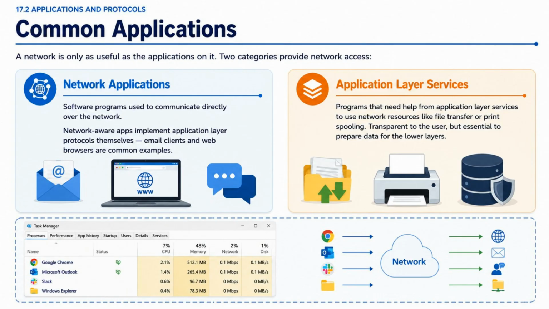A network is only as useful as what runs on it. 2 categories, shown on screen. Network applications, software that communicates directly over the network and implements application layer protocols itself, email clients, web browsers, versus application layer services, programs that need help from application layer services for things like file transfer or print spooling, transparent to the user but essential underneath.